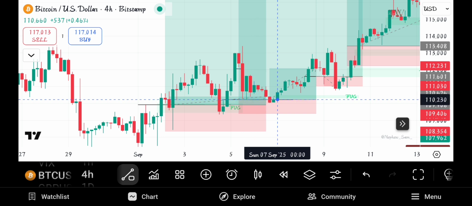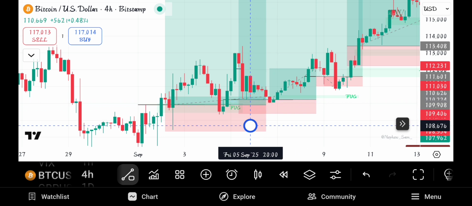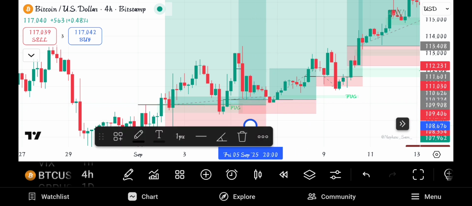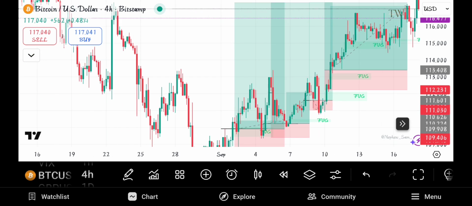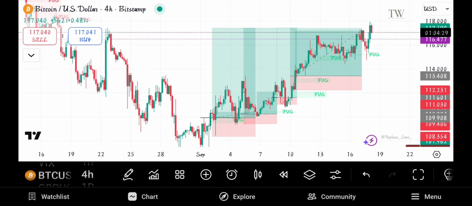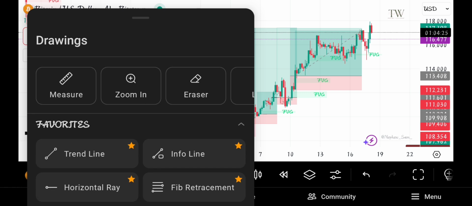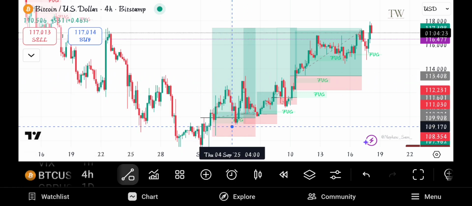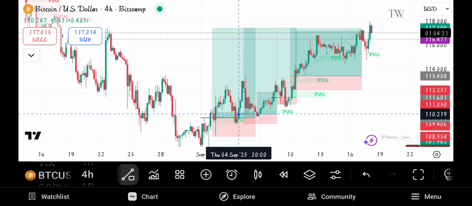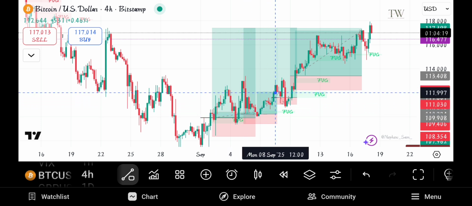This is a setup. Price came back and reacted from it. Let me zoom out. So after price reacted from it, you see that it literally went up again. After price reacted, the moment price came to it, price reacted again and went up.